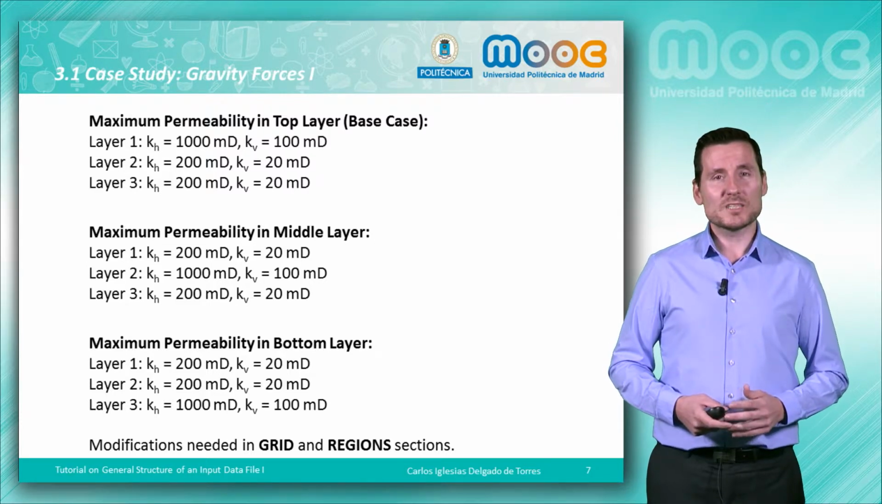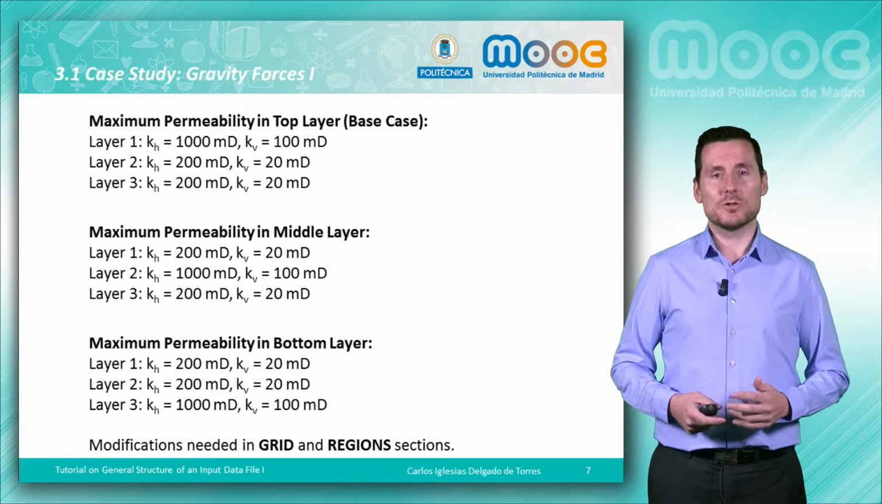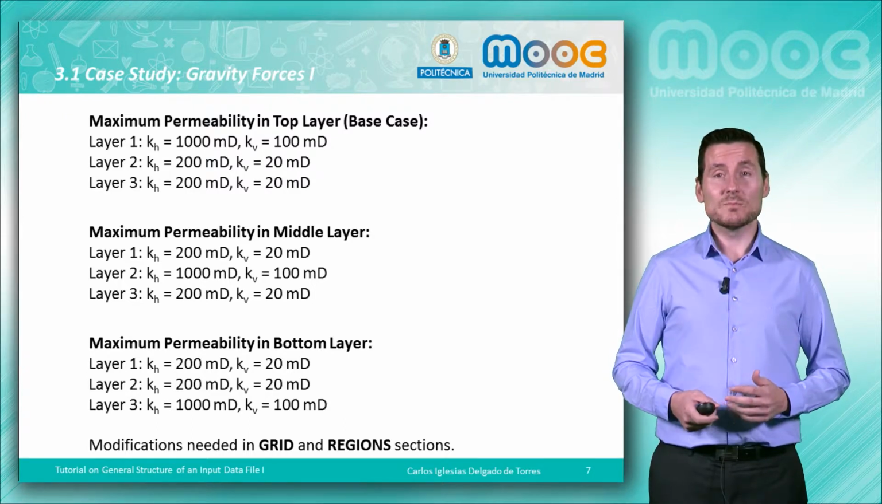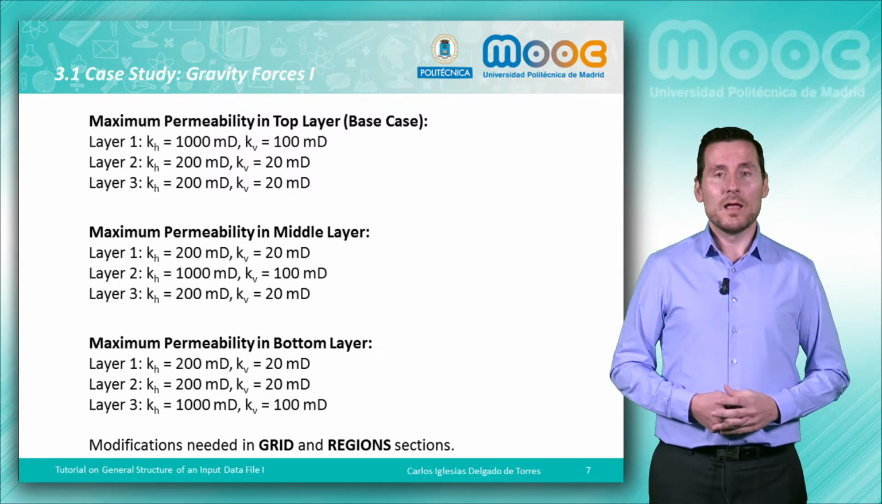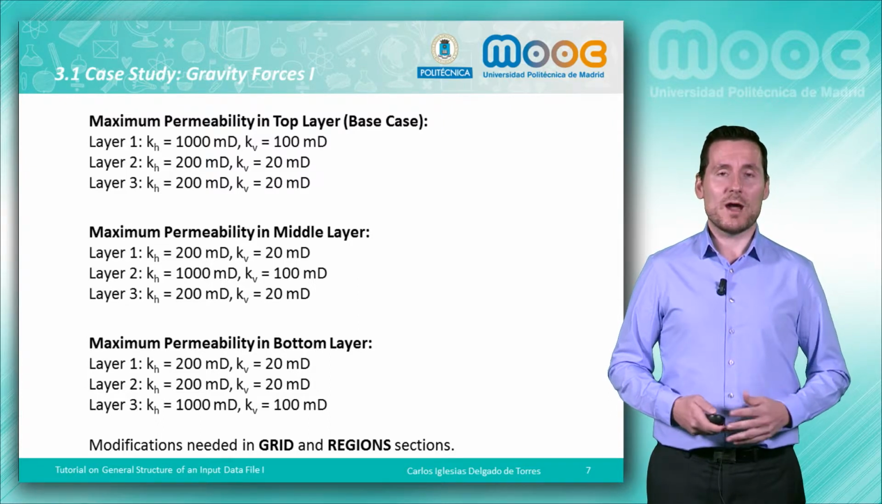The second model will assume that the maximum permeability layer is in the middle of the model. And finally, in the third model, we will assume that the maximum permeability layer is at the bottom. In order to make these modifications in an Eclipse data file, modifications in the grid and regions sections will be required.